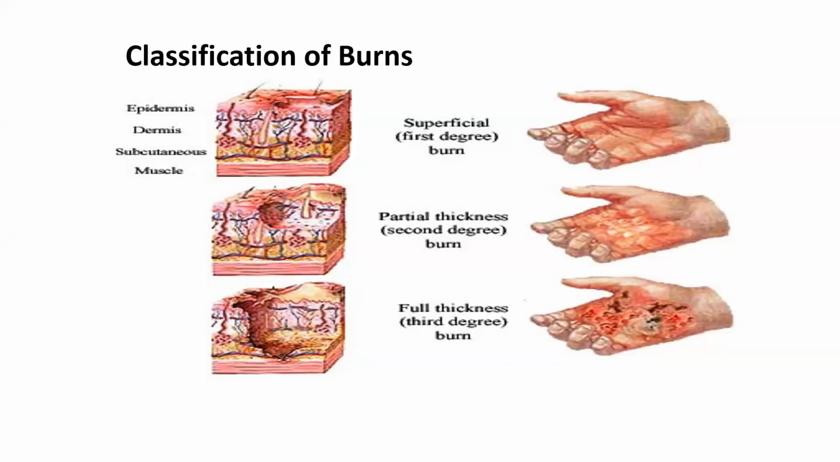Then we have the fourth degree burns, which involve both the layers of the skin and also the underlying tissues as well as the deeper tissues, and possibly it could go up to the muscle and even up to the bone.